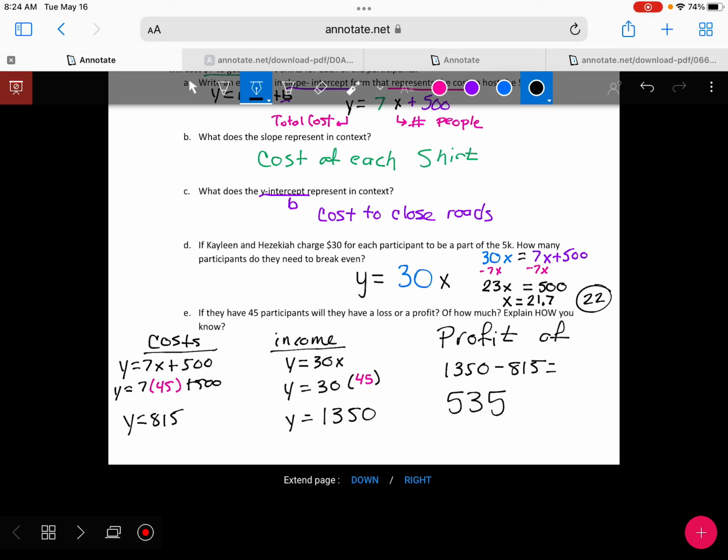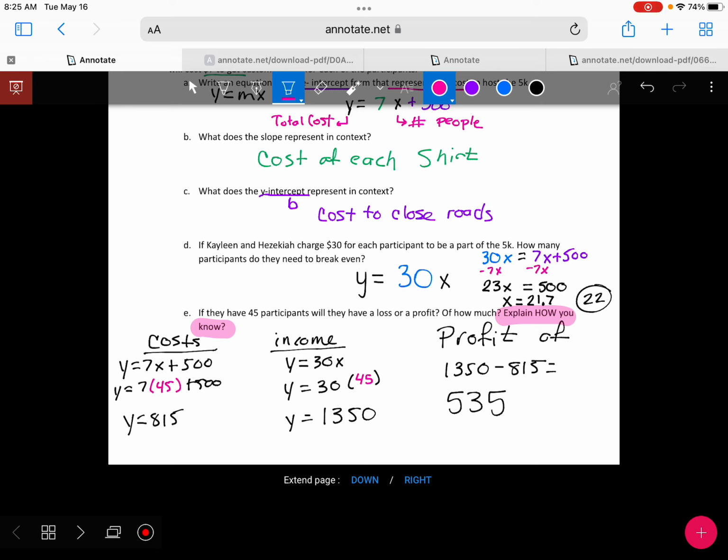That would, to me, explain how we know. That shows me I can follow the train of thought. I've got my cost, I've got my income, I've got my profit, I found the difference. If you want to write things out, fine. If you want to use arrows, pointy things, fine. As long as I can follow your train of thought and you don't scribble 20 thoughts out.